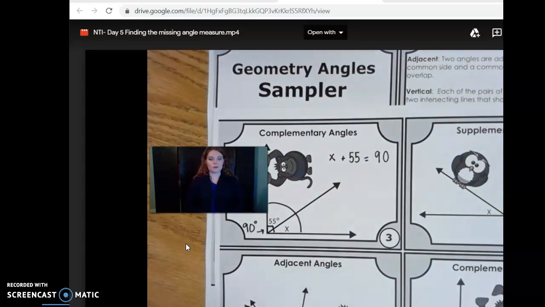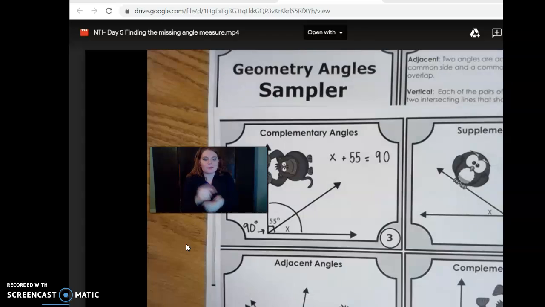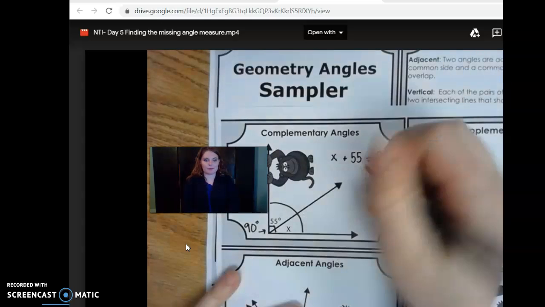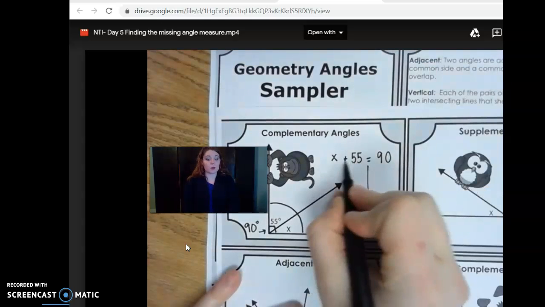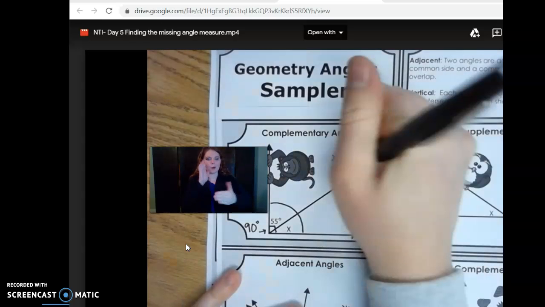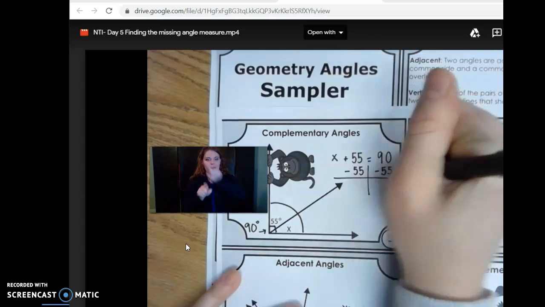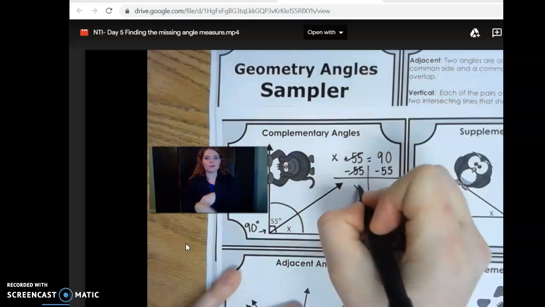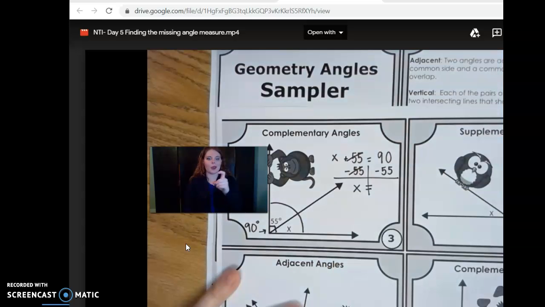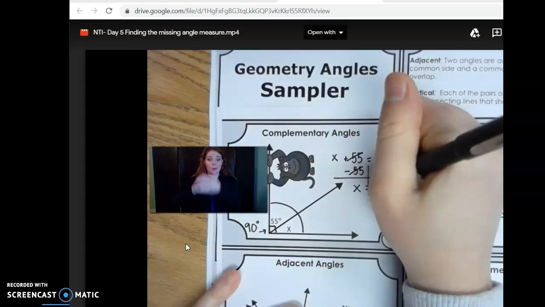We just did an equation just like it. We're going to do the same one step to solve it on this. Instead of adding 55, we'll do the inverse operation of subtraction and subtract 55 to cancel it out from both sides. Bring down x, and 90 minus 55 is 35.